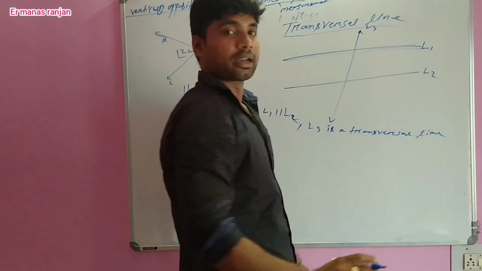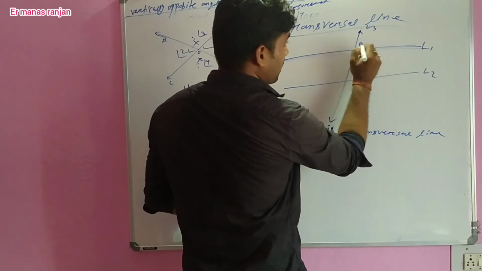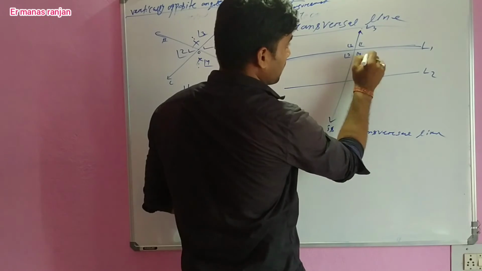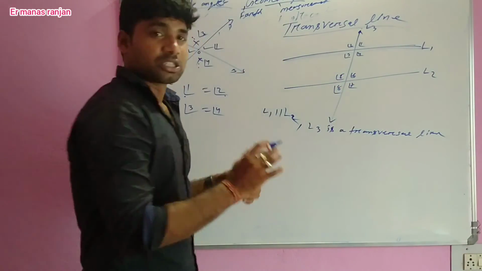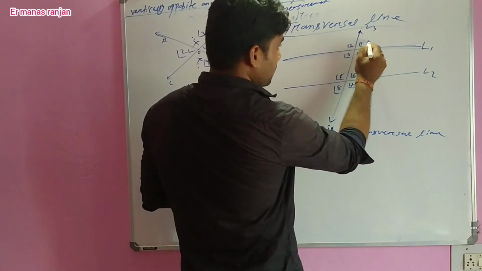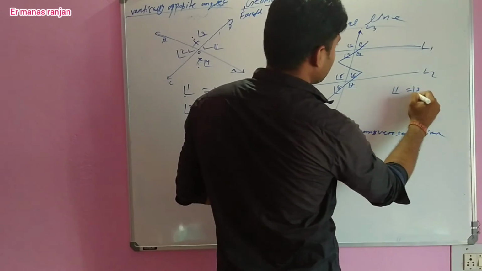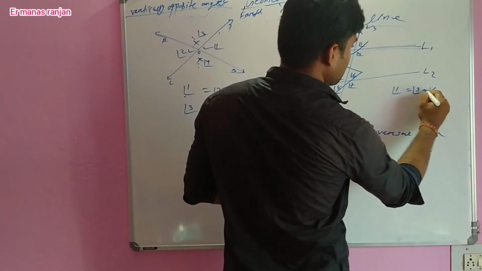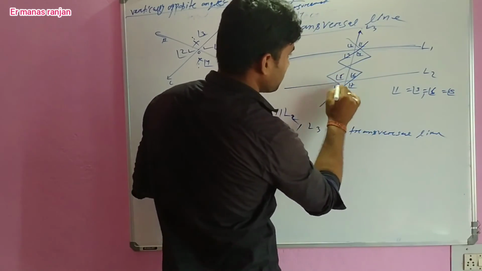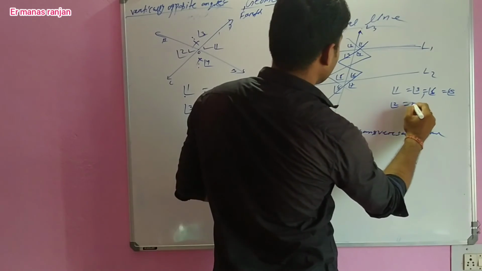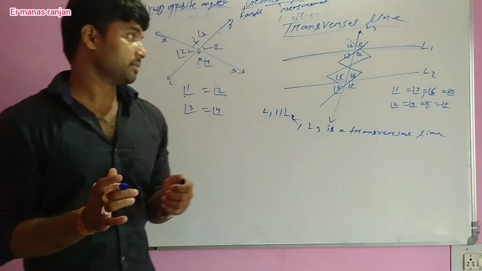Okay, clear? So how many angles does it form? Suppose angle 1, angle 2, angle 3, angle 4, angle 5, angle 6, angle 7, angle 8. Shortly, keep in mind Z. Angle 1 equals angle 3 equals angle 6 equals angle 8. Similarly, angle 2 equals angle 4 equals angle 5 equals angle 7. Keep in mind.